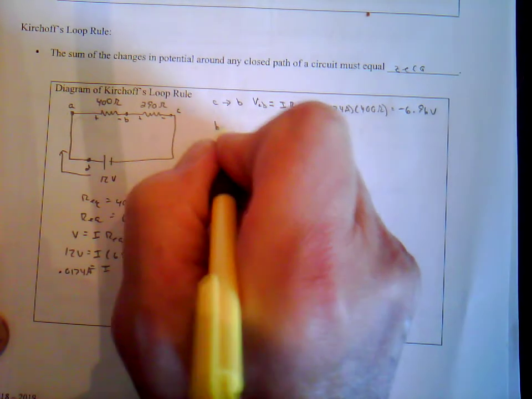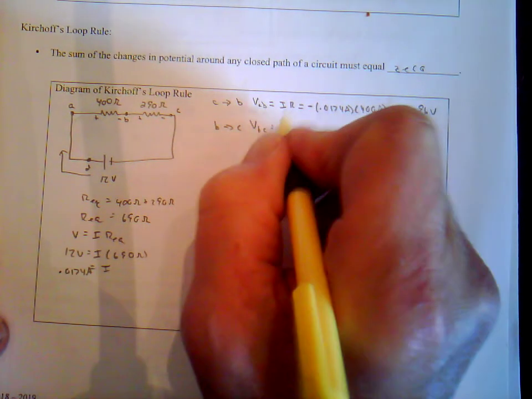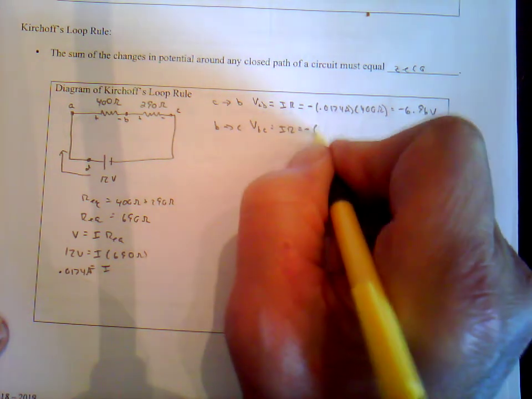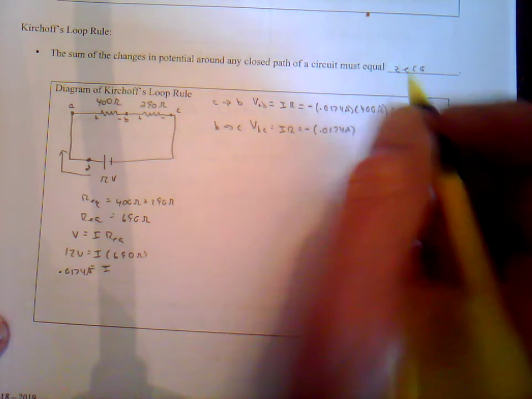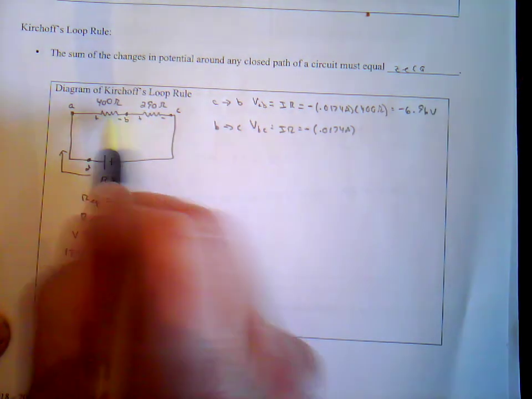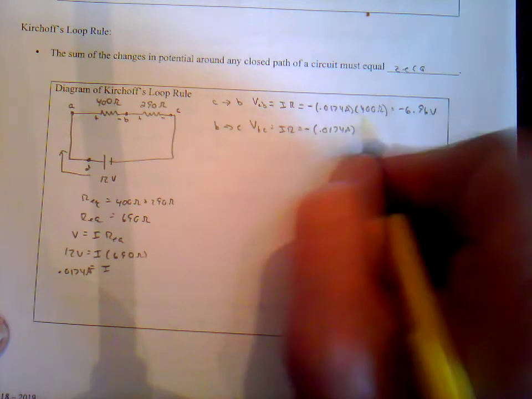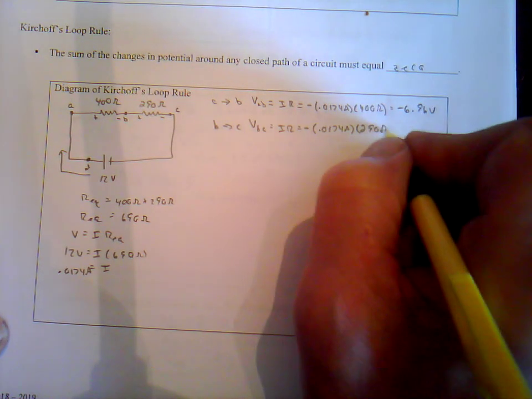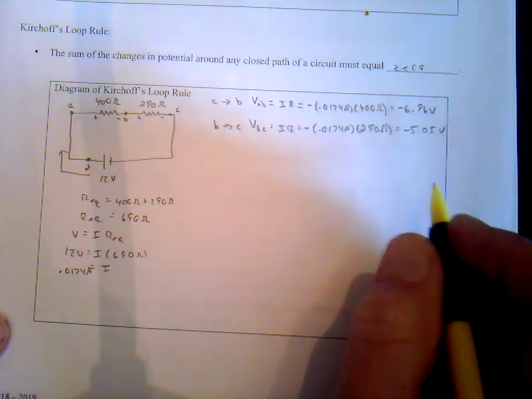Now let's go from B to C. This is the potential drop from B to C. Again, it's IR, but it's a potential drop, so it's going to be negative, which is going to be 0.0174 amps. The current is the same through both resistors. But again, we go from B to C, which is a potential drop, that's why it's negative, times that resistance, which is 290 ohms, and we get negative 5.05 volts.